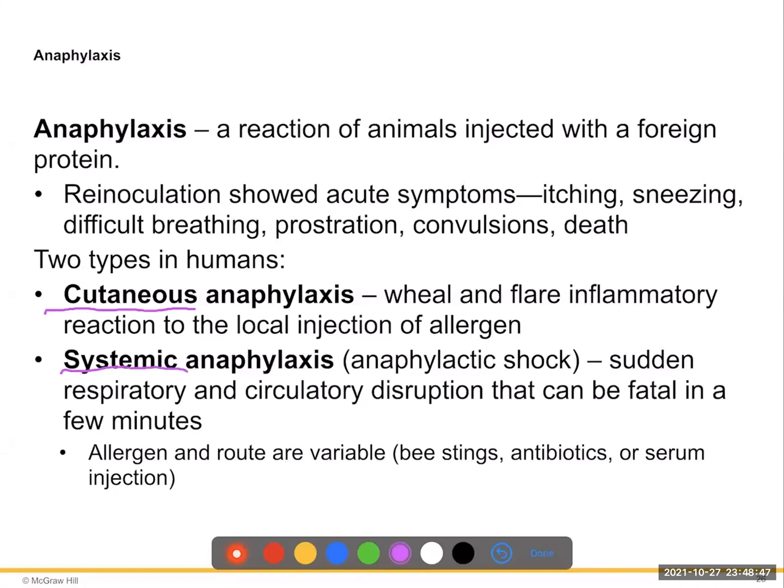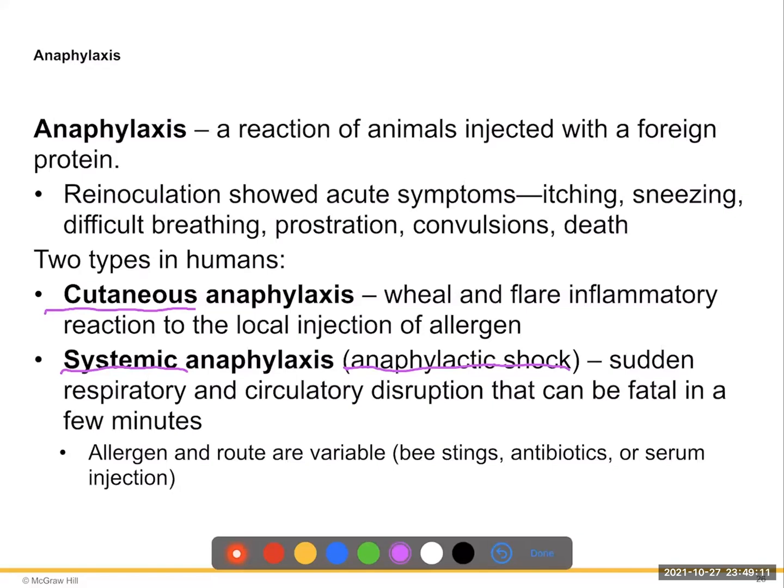Cutaneous anaphylaxis is a wheal or flare inflammatory reaction to the local injection of allergen. Okay, the reaction is confined to the cutaneous tissue, to the epithelial tissue. Systemic anaphylaxis is what's called anaphylactic shock. That's sudden respiratory and circulatory collapse, and that can be fatal in just a few minutes. And the allergen route can vary.